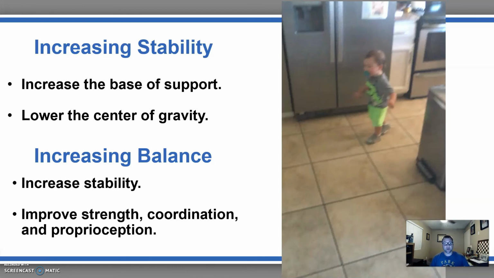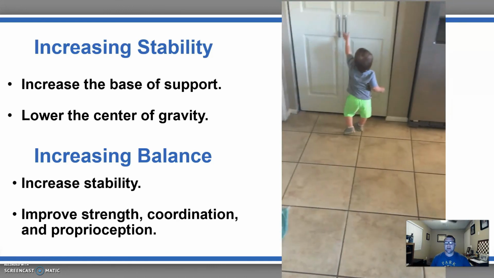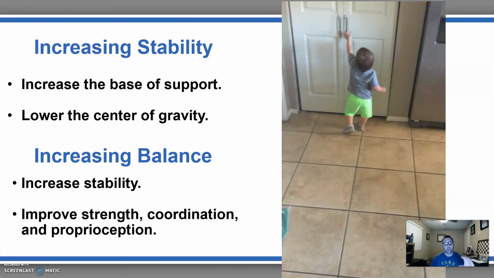Now, to increase your balance, you want to increase your stability. But more importantly, in a functional sense, you want to improve your strength, coordination, and proprioception. This all helps you better manage how your body perceives itself in space. If we look here, Mason is starting to learn this a little bit with his walking. When he walks, he gets lower, lowering that center of gravity, so he is able to increase his stability by getting better support.